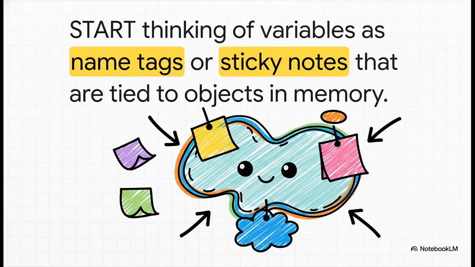Instead, I want you to start thinking of variables as simple name tags, or maybe even better, sticky notes. The real data, the number 10 or a list like 1, 2, 3, those are the objects, and they're just kind of floating around in your computer's memory. Your variables are just labels that you stick onto those objects. You can even have multiple sticky notes stuck to the very same object.